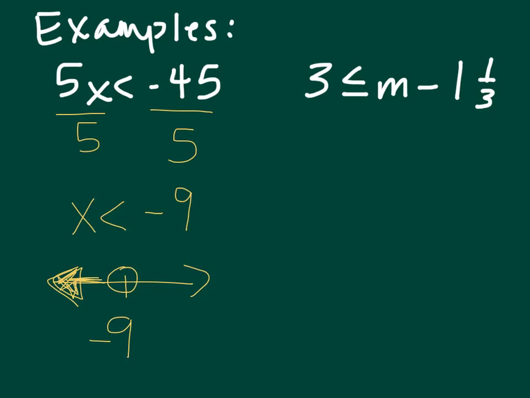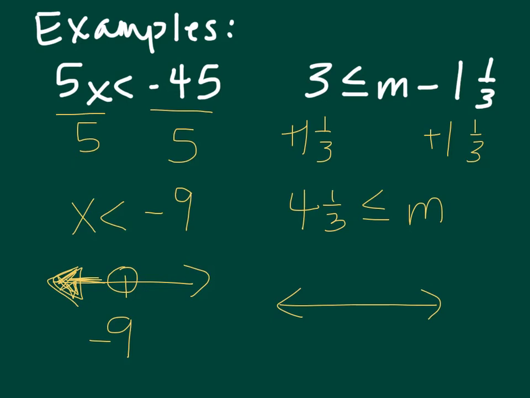All right, let's look at the next one. 3 is less than or equal to m minus 1 1/3. So I add 1 1/3 to both sides, and I get 4 1/3 is less than or equal to m. Okay, then I'm going to graph it. Again, I might want to switch this and change it to m is greater than or equal to 4 1/3 to help me graph. So I have 4 1/3. I have a filled in dot because it can be equal to that, or it's anything that is greater than 4 1/3 because it tells me that 4 1/3 is smaller than m.